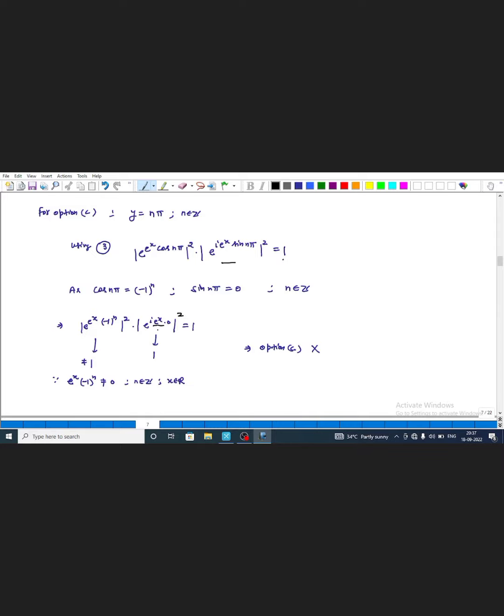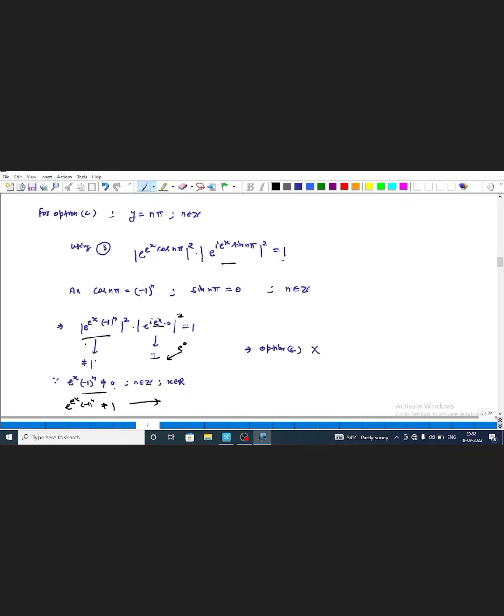This whole term is 0, and we know that e^0 is equal to 1, and this term is equal to 1, and this term cannot be equal to 1 because e^x into (-1)^n cannot be equal to 0. If this term cannot be equal to 0, this implies that e^x to the power (-1)^n cannot be equal to 1. So this implies that this whole term cannot be equal to 0, but on the right hand side we have 1. This implies that the left hand side is not equal to the right hand side. This implies that option C is incorrect.